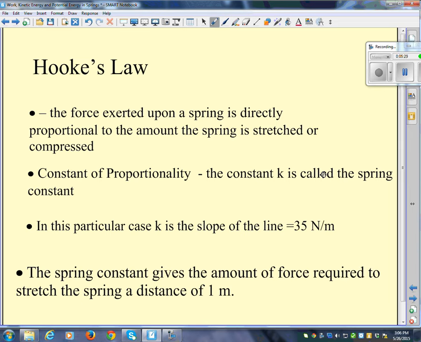The spring constant gives the amount of force required to stretch the spring a distance of 1 meter, if you could. If you can only stretch it half a meter, well then it would be 17.5 newtons, right? That kind of thing.